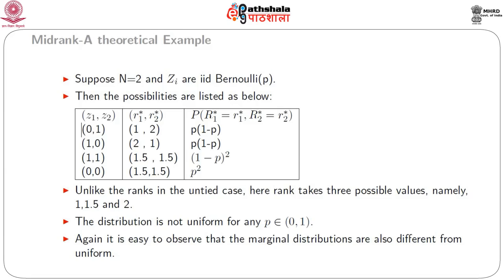Now we find that unlike the ranks in the untied case, here the rank takes three possible values, namely 1, 1.5 and 2. So in case of untied observations, or observations from some continuous distribution, we have seen that rank takes the values 1 and 2, but here we have some extra number in the list of ranks, and again the distribution is not uniform for any p belonging to (0, 1). Again, it is easy to observe that the marginal distributions are also different from uniform.